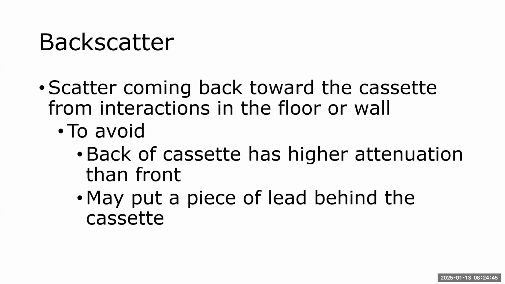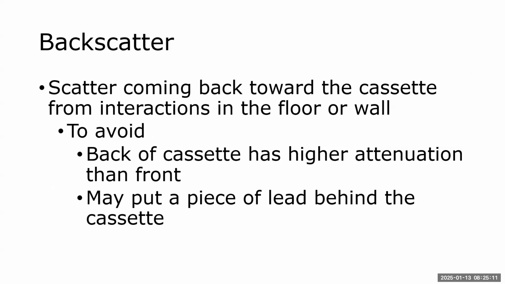Backscatter is scatter coming back toward the cassette or IR from interactions in the floor or wall. To avoid it, the back of the cassette has higher attenuation than the front, and you can put a piece of lead behind the cassette. Where this came into play with us was when we were doing cross-table lateral spines, say on patients on backboards that come in through the ER. And they don't leave them on the backboards like they used to.